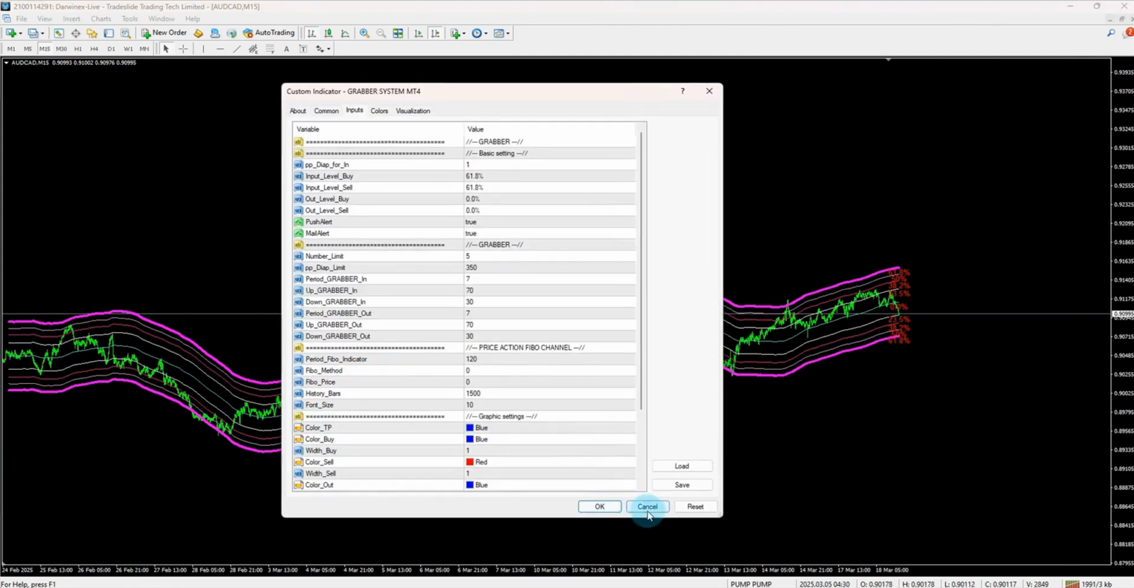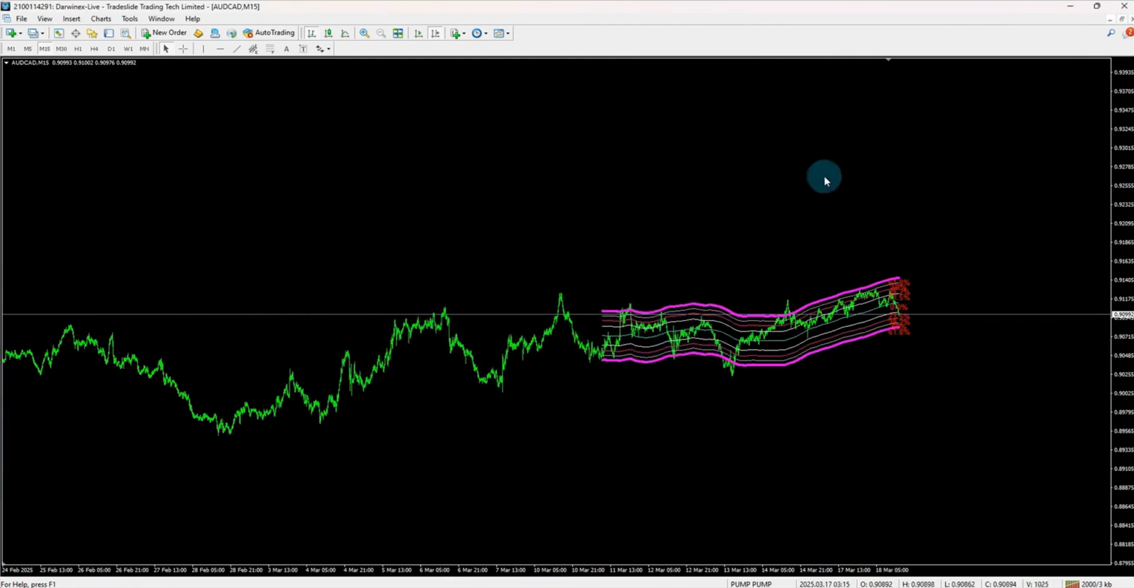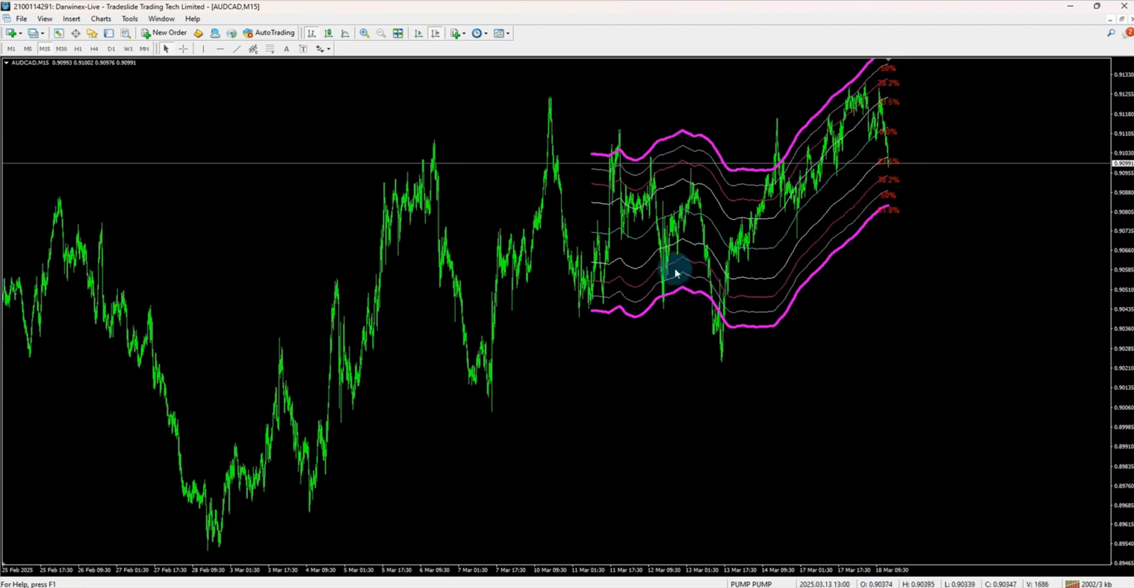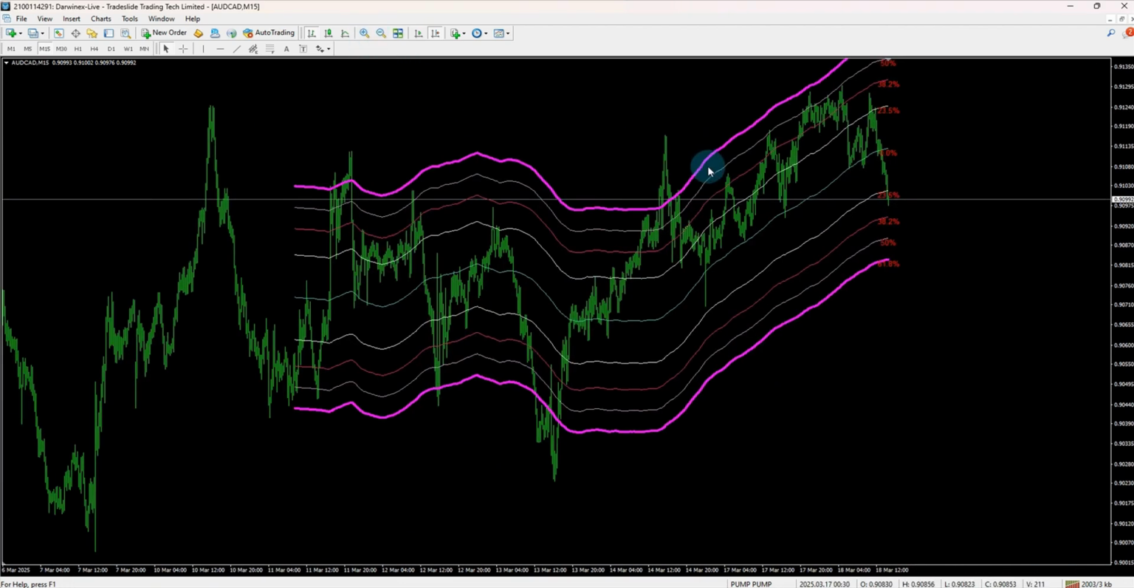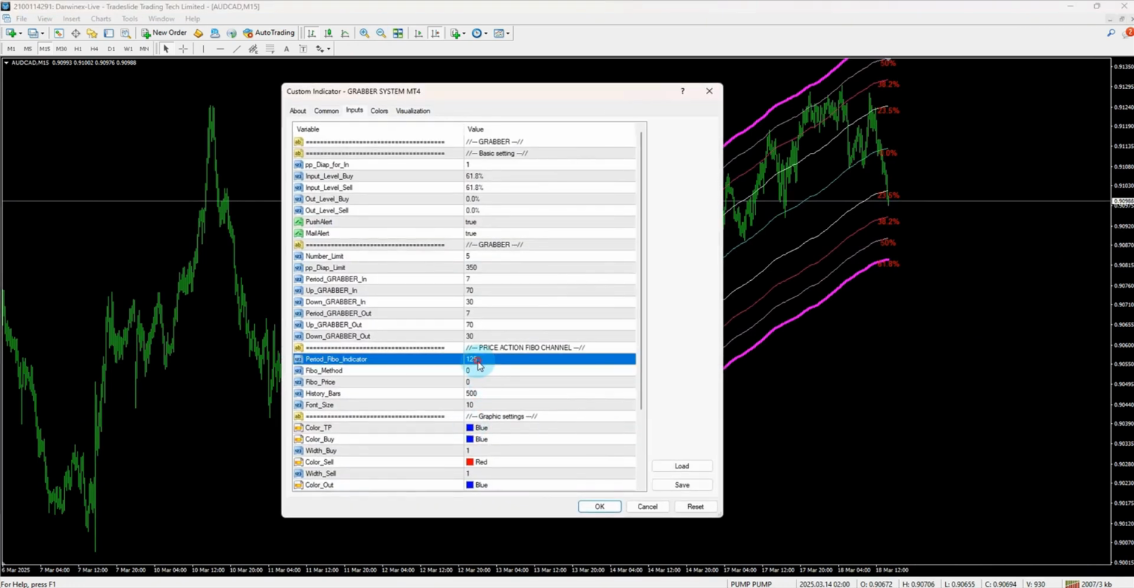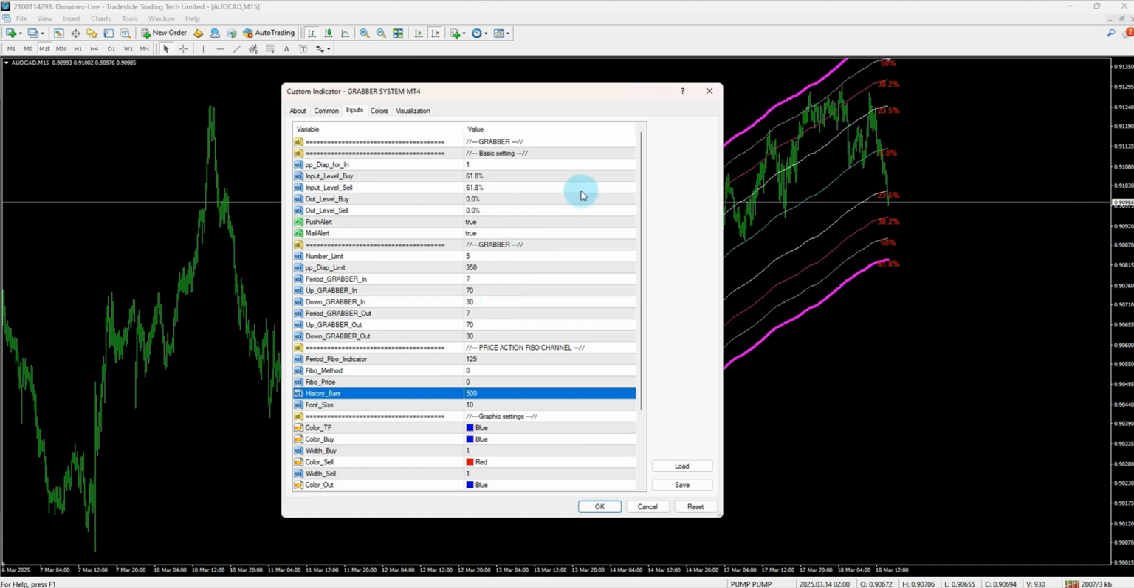If by default here we press reset to return all settings to default, we will have this kind of picture. And here, by the way, 125 and 500 bars of history. So let's go in order. 100 bars of history.